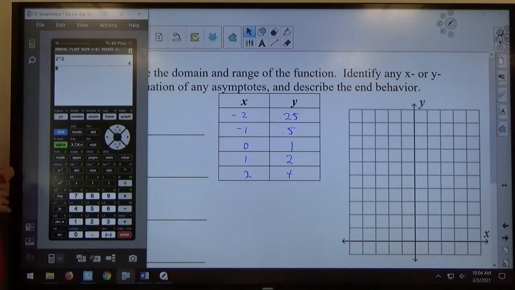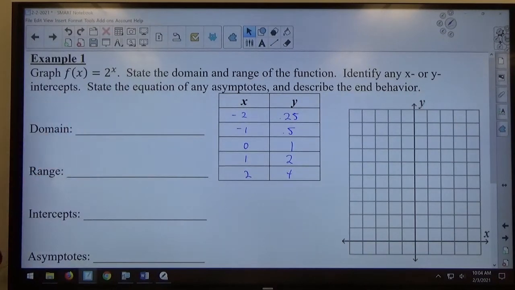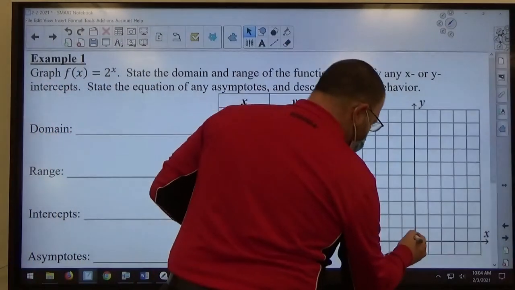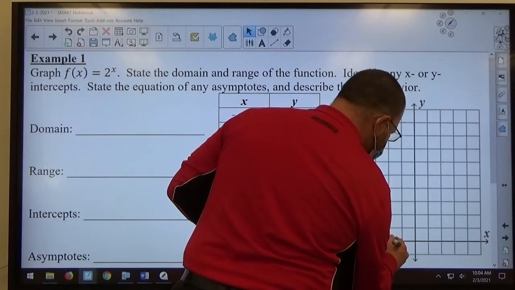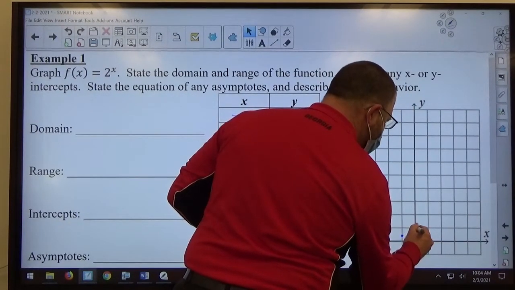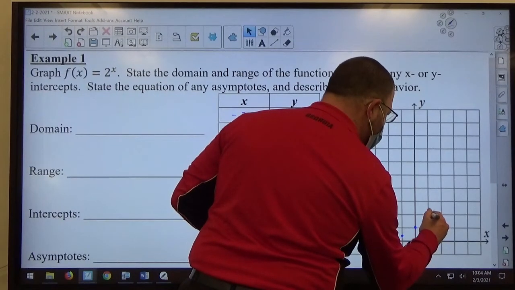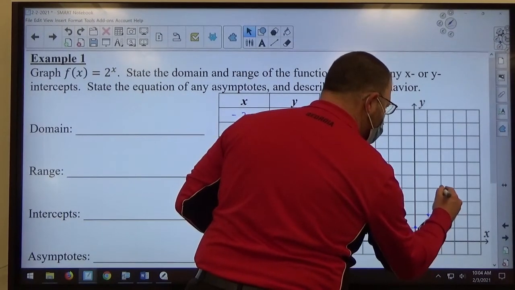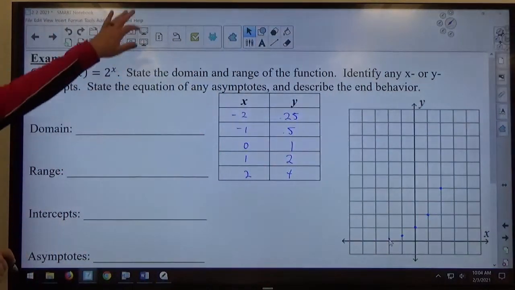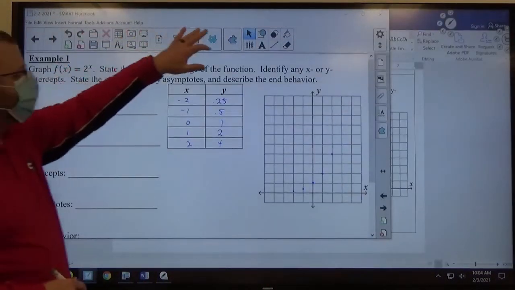So again, just do whatever you need to do. The base is whatever it is, and you raise the power. So you get points, just the normal idea: pick x, solve for y, plot the points. So -2 is 0.25. -1 is 0.5. 0 is 1. 1 is 2, and 2 is 4. That is what an exponential graph looks like.